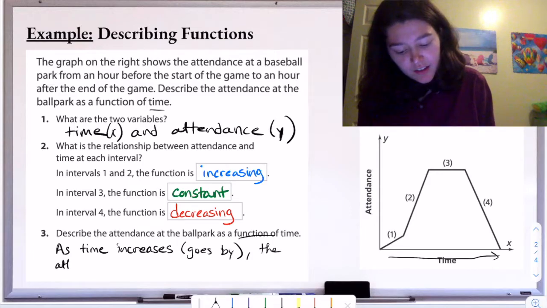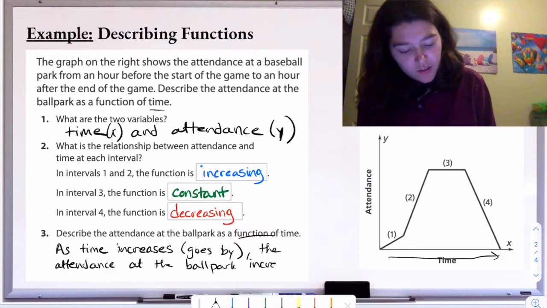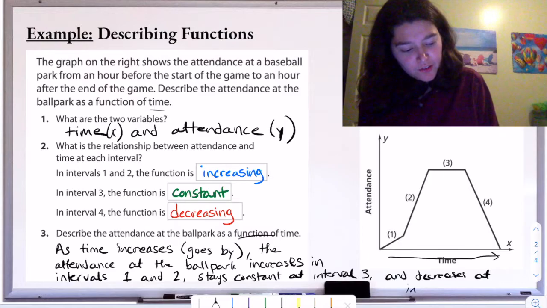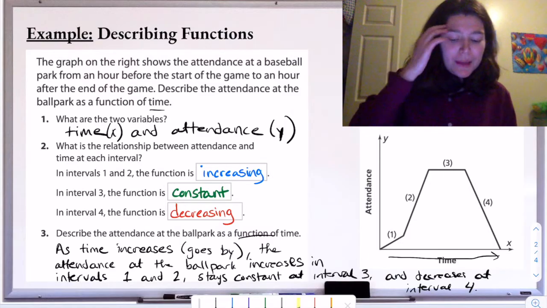the attendance at the ballpark increases in intervals 1 and 2, stays constant at interval 3, and decreases at interval 4. So what does that mean, right?